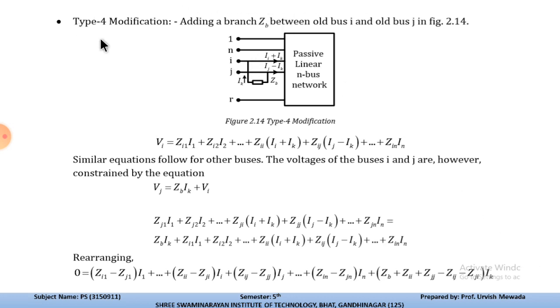Now, in the type 4 modification, let us discuss how we can solve it. In the type 4 modification, we are adding a branch Zb between old bus i and old bus j. As we have already used the notation i and j for old buses, between i and j we have connected this link across i and j. The impedance of this link is again Zb, and the current transfers from this point to the point where the buses are connected.